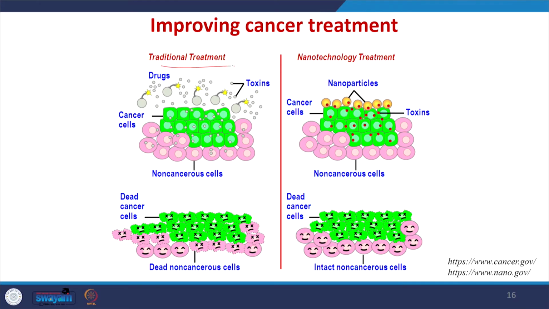In case of traditional treatment, when you are using these anti-cancer drugs, it cannot distinguish the cancer cells and non-cancerous cells. It will go and attack all the cells. At the end, all the cells will die. That leads to a lot of toxic and side effects. In case of nanotechnology, what happens is these nanoparticles are specifically targeted to the cancer cells. It will kill only the cancer cells and the non-cancerous cells are intact. So, that is the advantage of this nanoparticle based tumor targeted delivery.